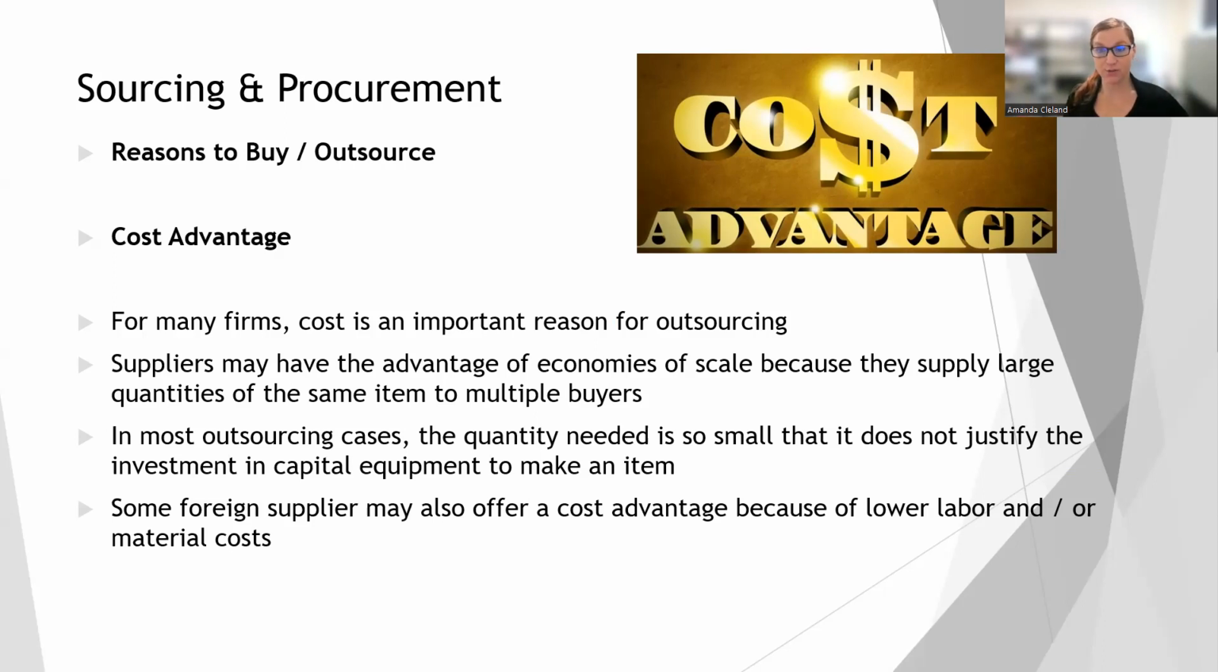So if Monmouth College, for example, needs pens for our staff, Monmouth College probably isn't going to set up its own pen factory because we just don't have the quantity needed to justify that. So we're going to outsource and buy our pens from an outside supplier. And some foreign suppliers may also offer a cost advantage because of the lower labor and or material costs. It's just cheaper in other parts of the world to create something and it just makes sense that we would outsource it and buy from these suppliers.